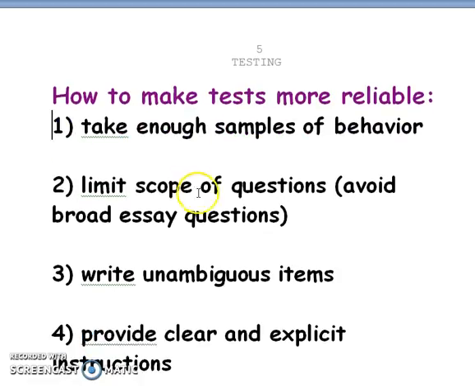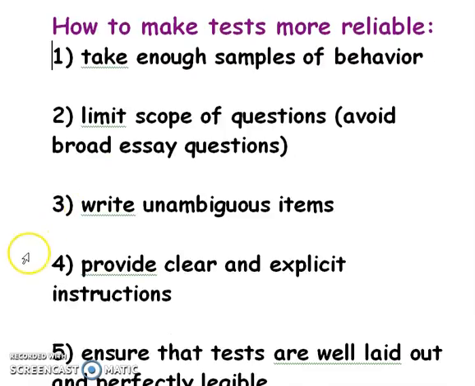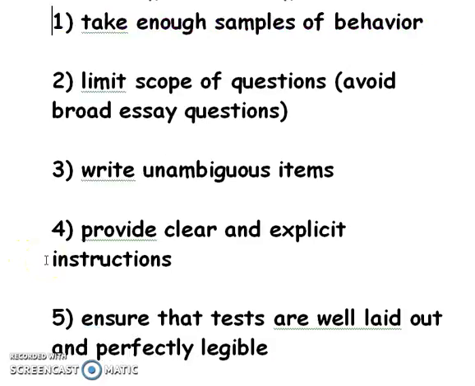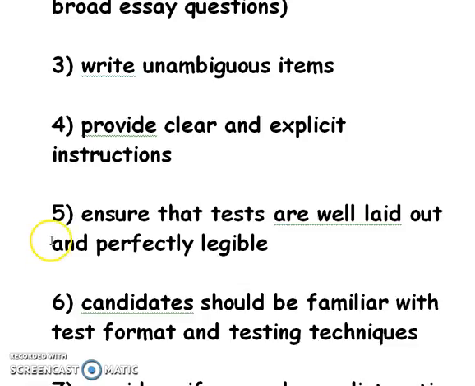I also need to limit the scope of the questions. Avoid broad essay questions, or give me very specific rubrics. A 20-point question is criminal. You're not allowed ever to give questions that are more than, let's say, 5 points, or have rubrics of more than 5 points. Otherwise, you lower the reliability. Write unambiguous, clear items. Four, provide clear and explicit instructions, again the rubrics.